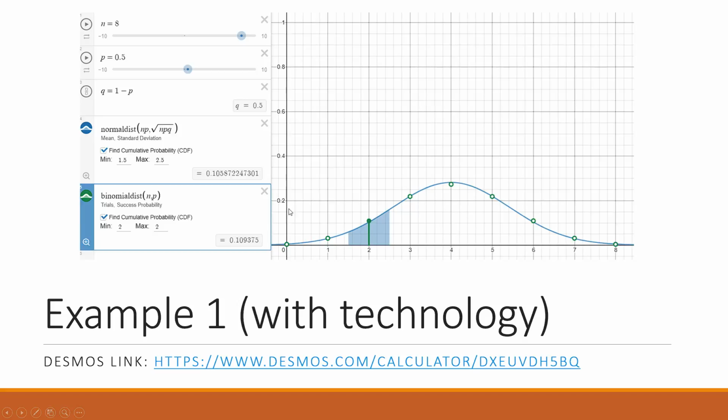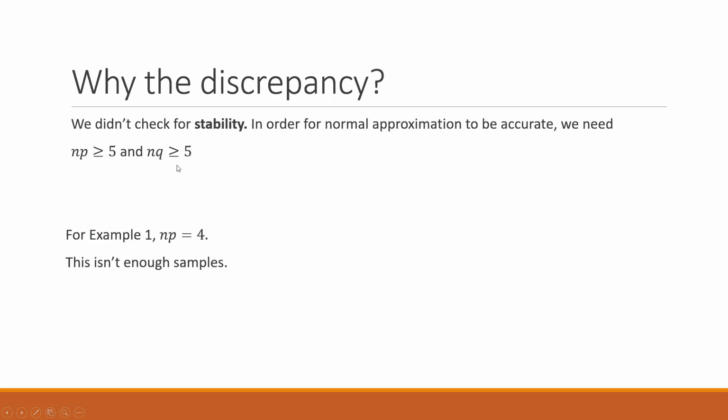So the last question to ask is, well, why were they not equal? Why is there a discrepancy here? And the reason is simply it wasn't stable. There weren't enough samples, right? If I did np and nq, those values aren't bigger than 5.